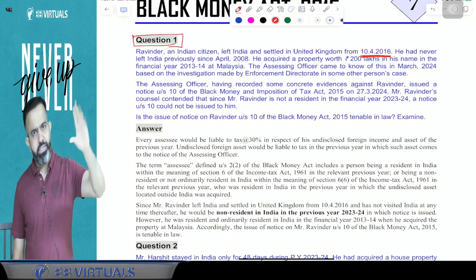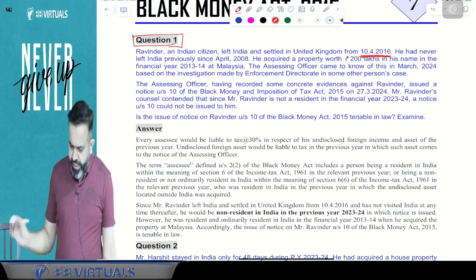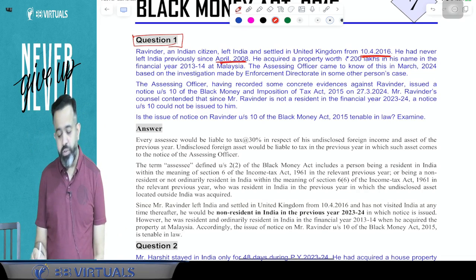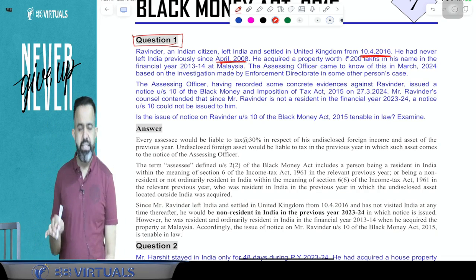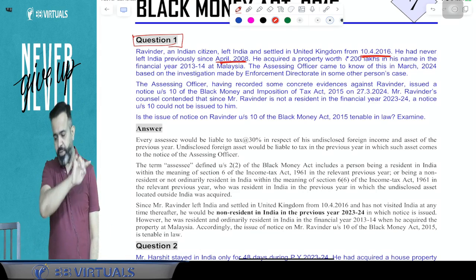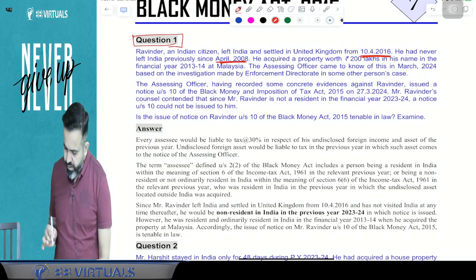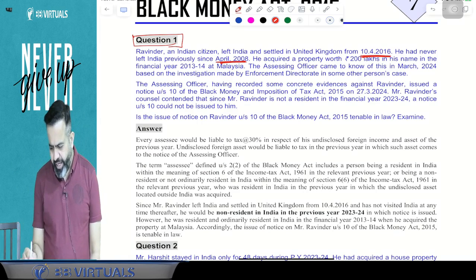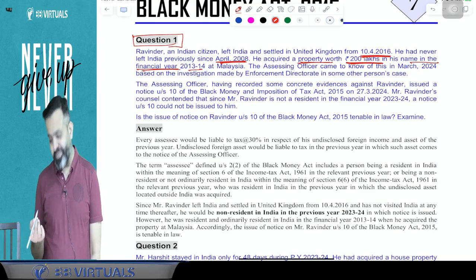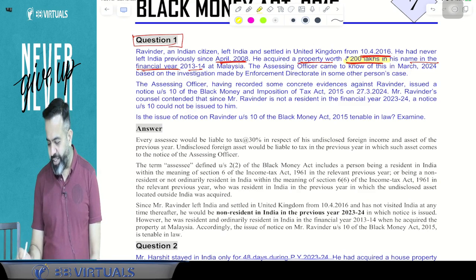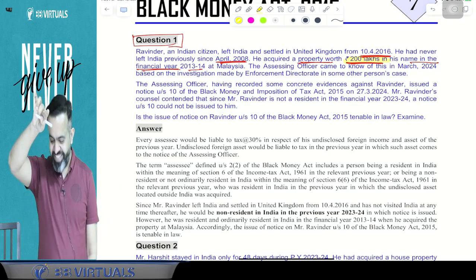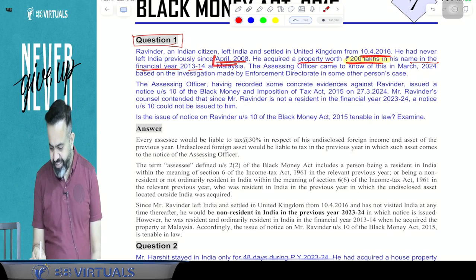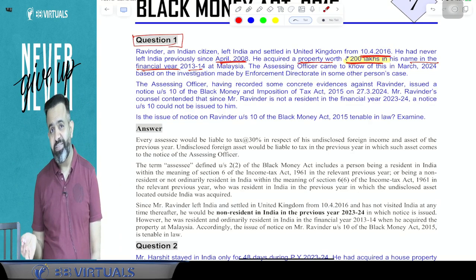So can I say that from 2016, he is a non-resident? He had never left India previously since April 2008. So I can say that from April 2008 till 10th April 2016, he was in India, so he was a resident also. He acquired a property worth 200 lakh in his name in the financial year 13-14 in Malaysia. At that time he was a resident, because from April 2008 till 10th April 2016, he was in India.